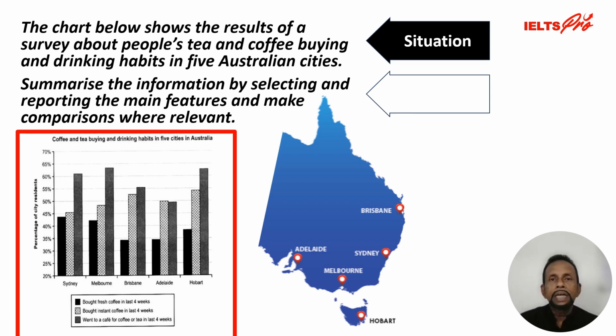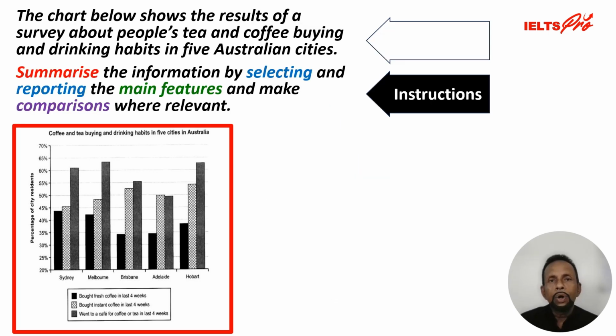Now, let us look at a sample question from IELTS Book 15. The chart below shows the results of a survey about people's tea and coffee buying and drinking habits in 5 Australian cities. And the instructions are always the same. Summarize the information by selecting and reporting the main features and make comparisons where relevant.